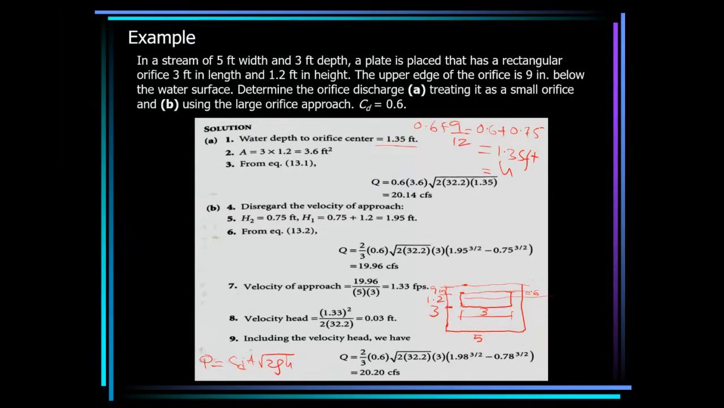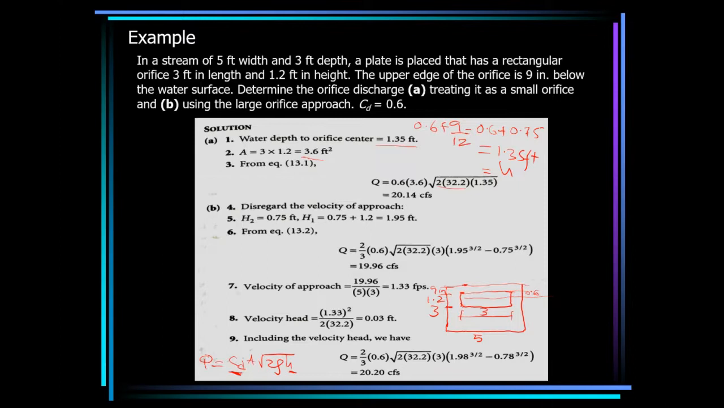What about the area of the orifice? Simply the area is 3 by 1.2 feet, so 3.6. And then we plug in these values in the formula for the actual discharge. The coefficient of discharge was provided to be 0.6, and then we have our h, the water depth to orifice center, 1.35. Then we plug in g, because we are using the English unit, that's 32.2, and then this is the flow rate, 20.14 cubic feet per second.